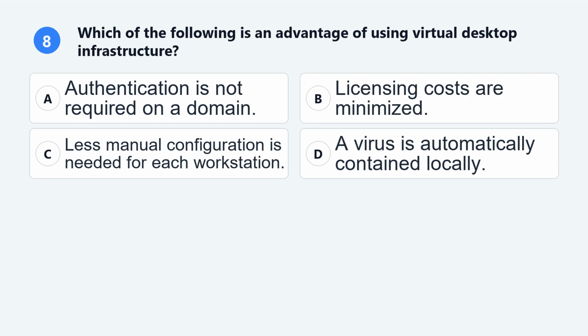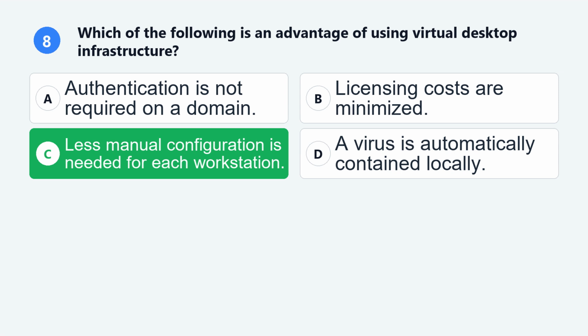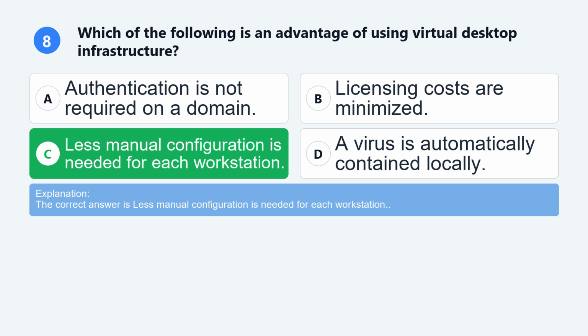Question 8. Which of the following is an advantage of using virtual desktop infrastructure? Option A. Authentication is not required on a domain. Option B. Licensing costs are minimized. Option C. Less manual configuration is needed for each workstation. Option D. A virus is automatically contained locally. The correct answer is option C. Less manual configuration is needed for each workstation.